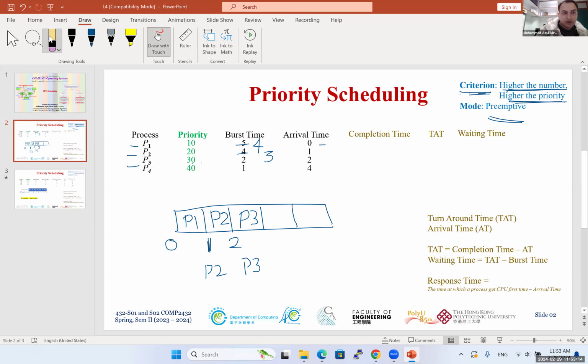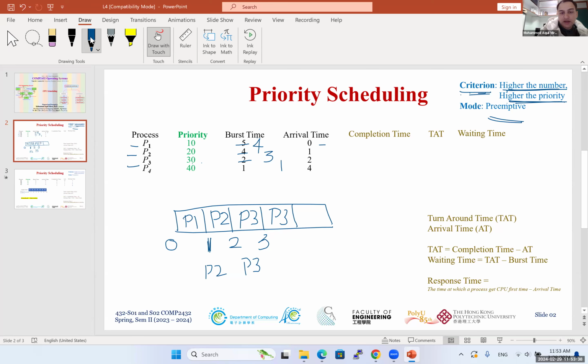Let me just rewrite it. Okay, so it has now executed for 1. Now at 3, has any other new process arrived? If you notice, a new process has not arrived yet. Process P4 will arrive at 4. So process P3 will continue because P3 has the highest priority.